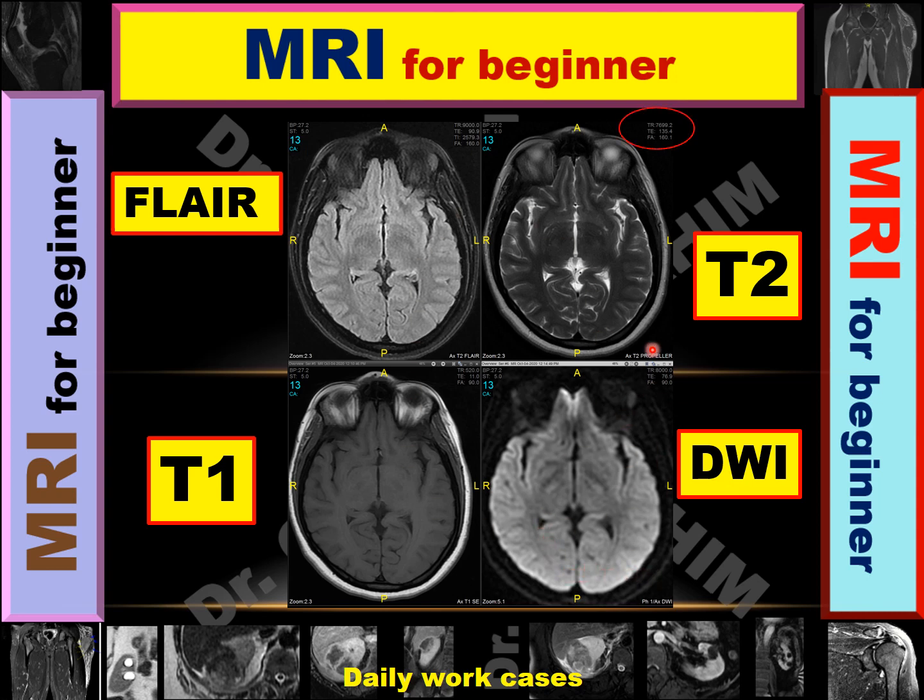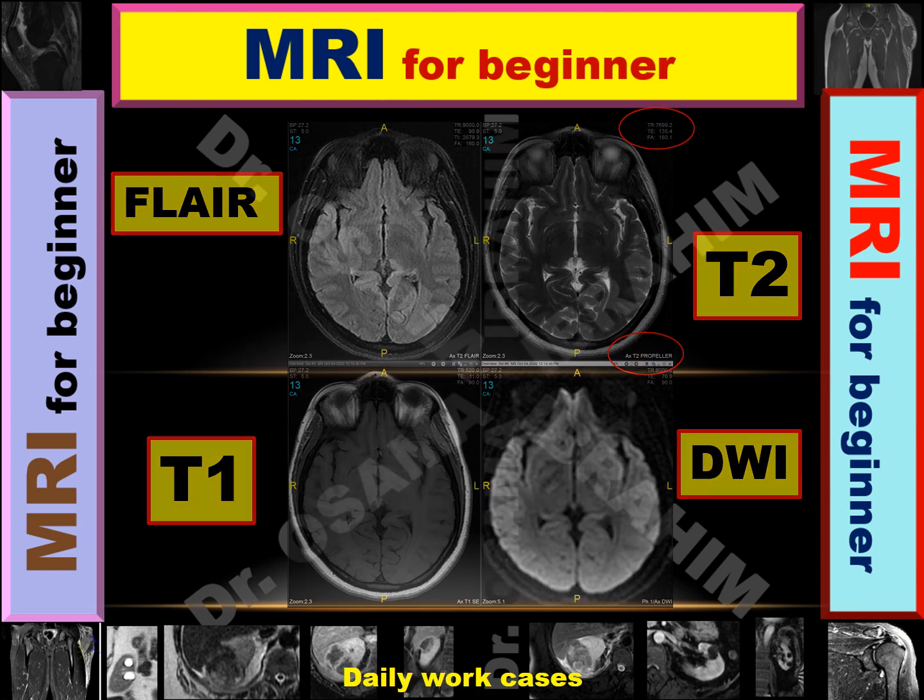Also, if there is any confusion, look for the parameters TR, TE, and flip angle. I will discuss these in detail in the next presentation: how to differentiate the sequences through the parameters. And also, the sequence name is written at the bottom of the image, as we see here, T2 image or sequence.